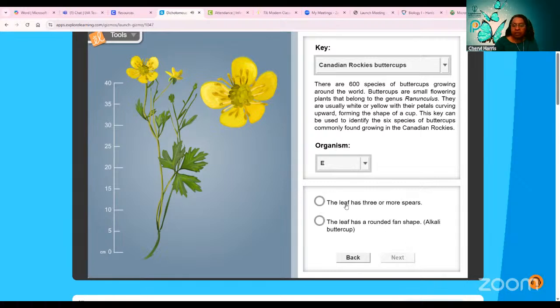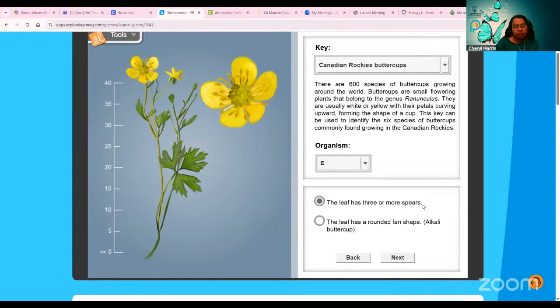All right, it has a leaf with 3 or more spears. All right, so these would be spears. They're not rounded. So we're going to pick that one. And each one of these has 5 little, if you count all the little pokey things, that would be 5 spheres as opposed to 3. No, I guess not. 3. Okay. Let me go back.